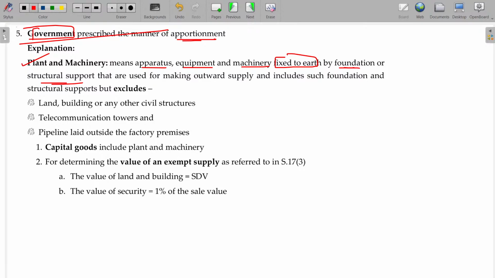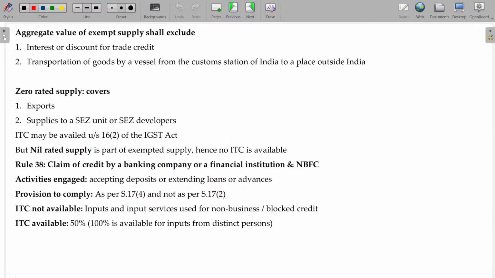Okay, that are used for making outward supply and include such foundation and structural supports, but excludes what? It should not be land and building, structural support, that's support, right? But it should not include land and building or other civil structures. Telecommunication towers, pipelines laid outside the factory premises will not be applicable. Okay. Capital goods include plant and machinery. Okay, that's all.